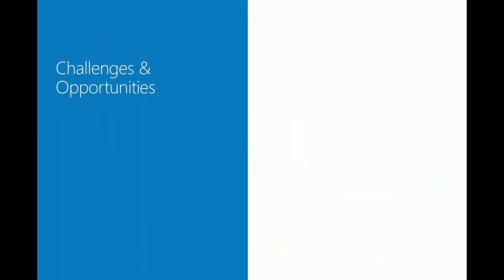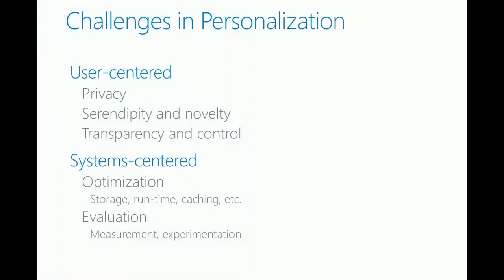Okay, so let me spend the last 5 or 10 minutes talking about challenges or opportunities, and then I'll open it up to questions. So there are a whole host of challenges in personalizing systems. I've alluded to some of them. Some of them are very person-centric. They have to do with privacy. They have to do with concern about serendipity and filter bubbles. There are concerns about transparency. You type in the same query twice in a row and you get different results. What the heck's going on?